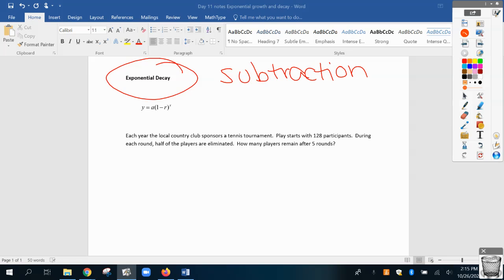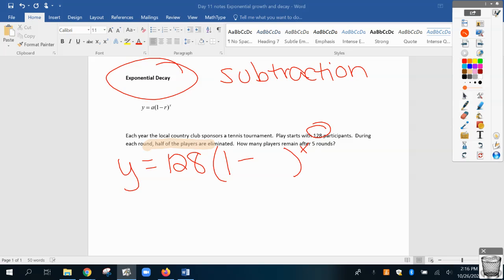Okay, so we're still using the same format, y equals, where a we want to be the original number. Well, it said it starts with 128 participants. We know we're doing 1 minus something to the x. Now this one we have to think a little bit. It says during each round, half of the players. So we don't see that percent handed to us. We need to decide what percent would represent half.